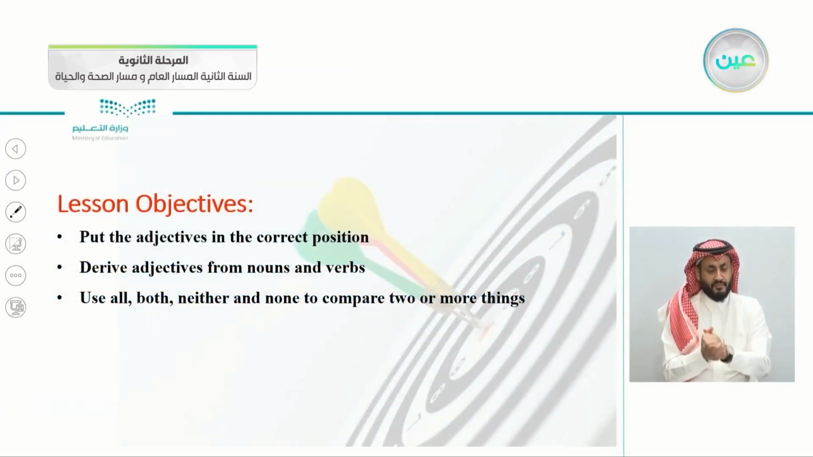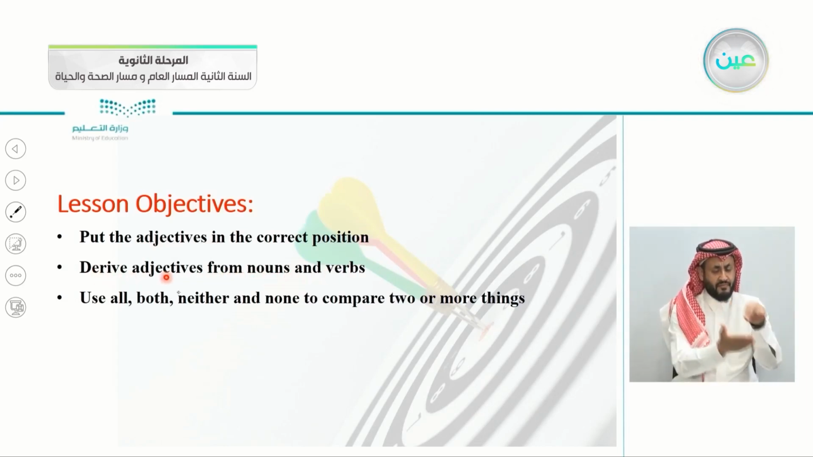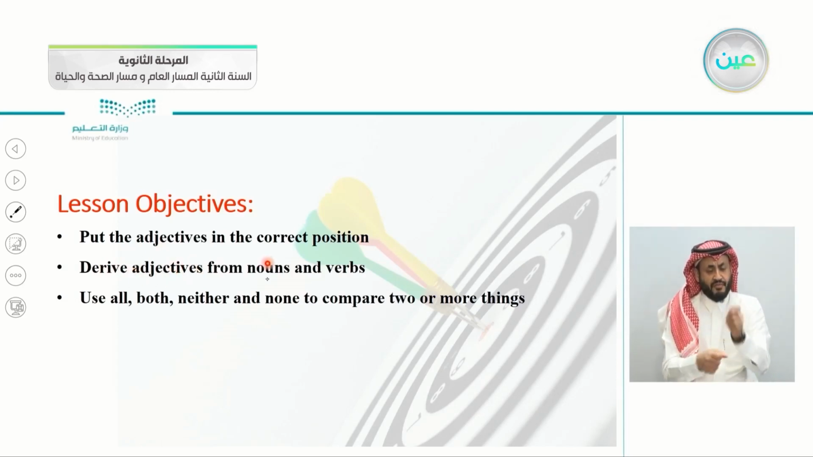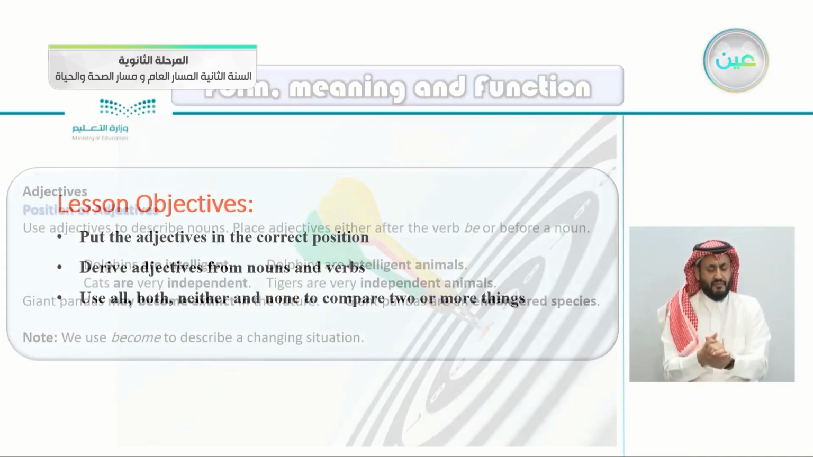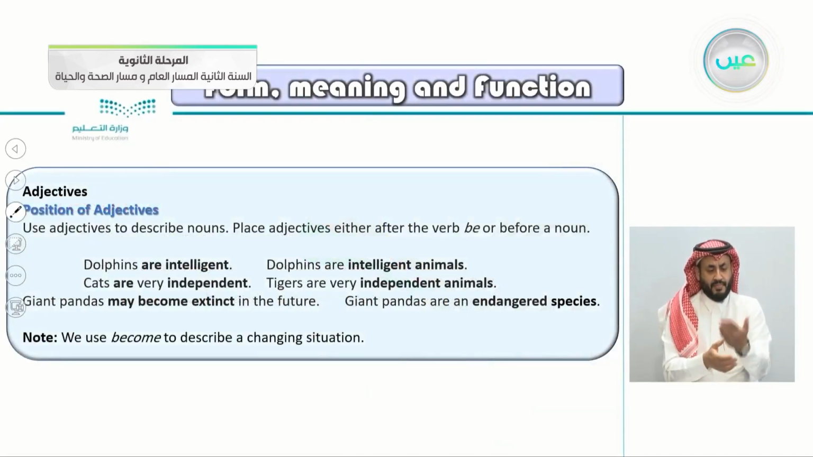So jumping to today's lesson, form, meaning and function. These are today's objectives. Put adjectives in the correct position, so we'll be studying adjectives and learning their positions. Derive adjectives from nouns and verbs, so we'll be forming adjectives from nouns and verbs. Use all, both, neither, and none to compare two or more things, and of course lots more. So beginning here with the adjectives.